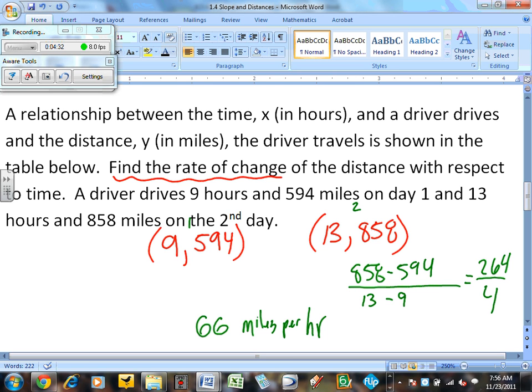And why is it miles per hour? Because miles are on top, hours on the bottom, and how you say division in math is per: miles per hour. Okay.